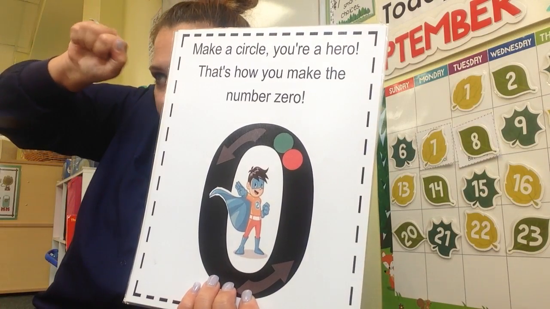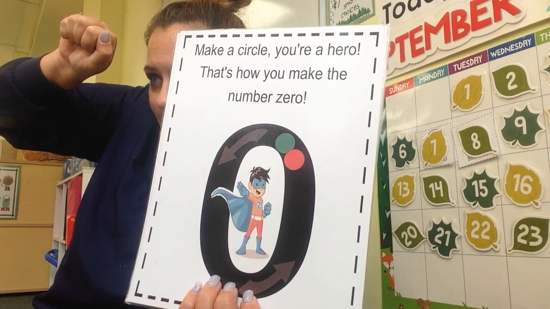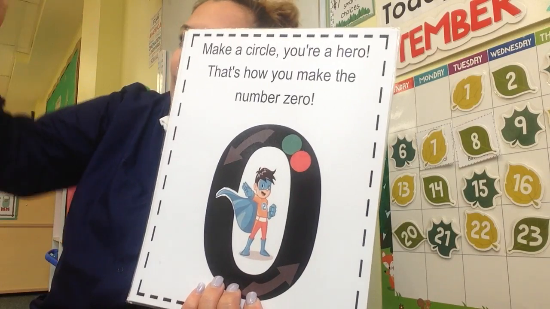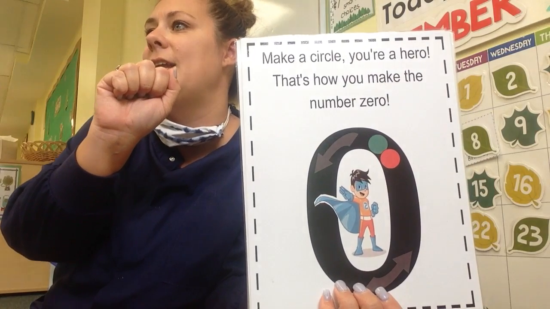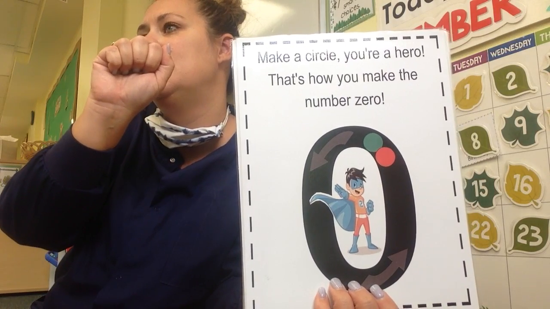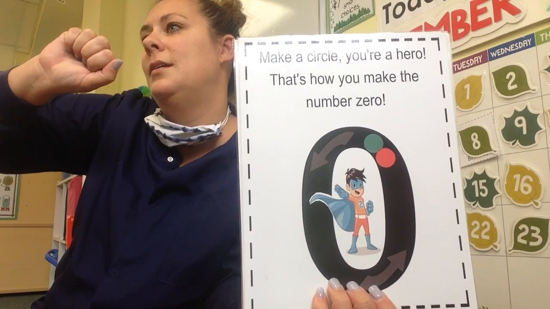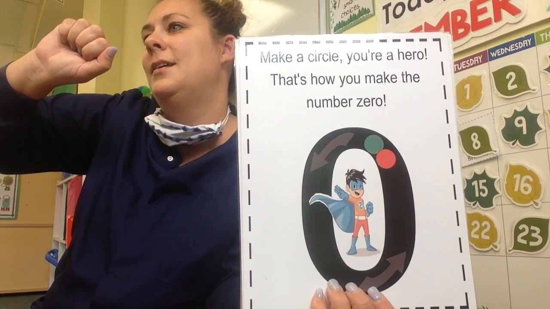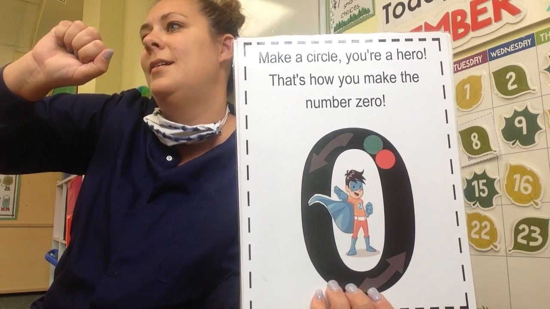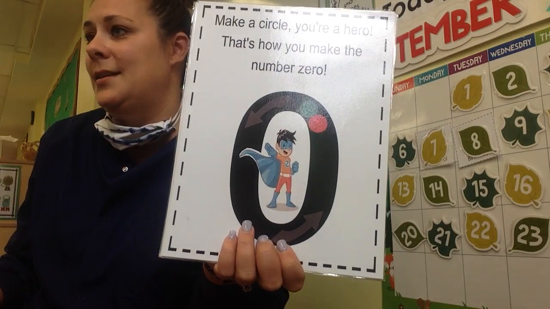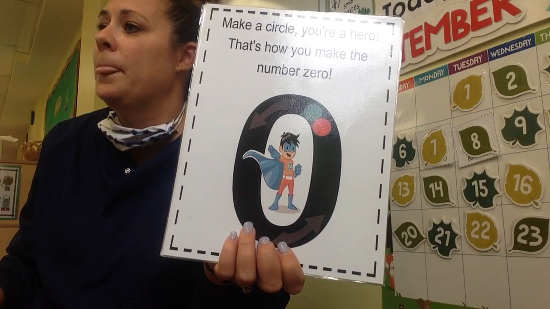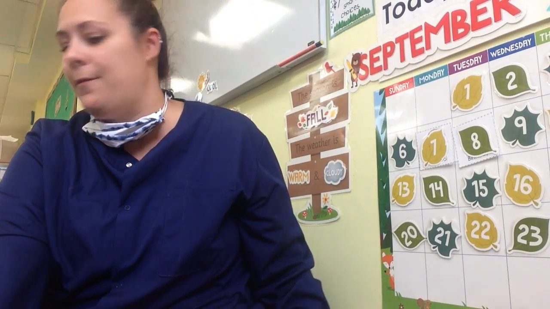Everybody hold up 0 fingers. There you go, Aljamri. Oliver, can you hold up 0 fingers? Nice. Aiden, can you hold up 0 fingers? Look at me. Aiden, this many. Can you do that? 0 is none. 0 means you don't have any of it. You have none.